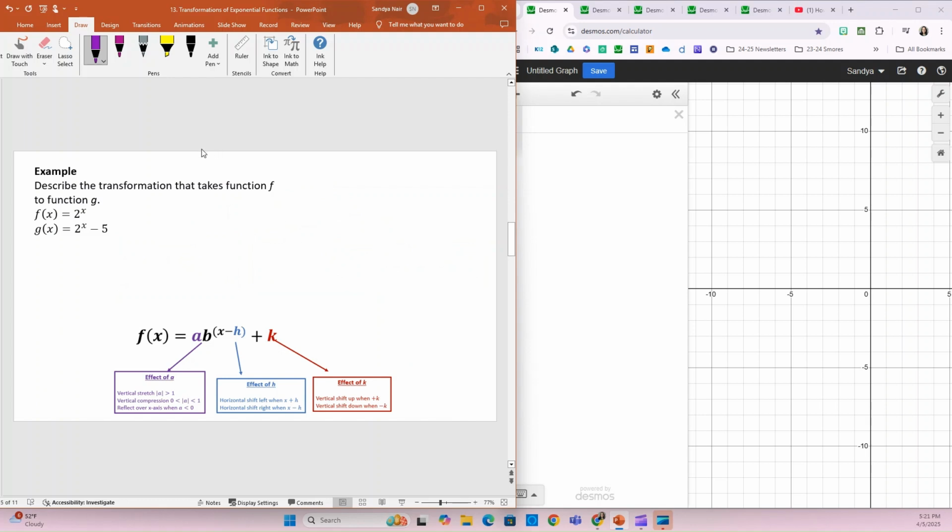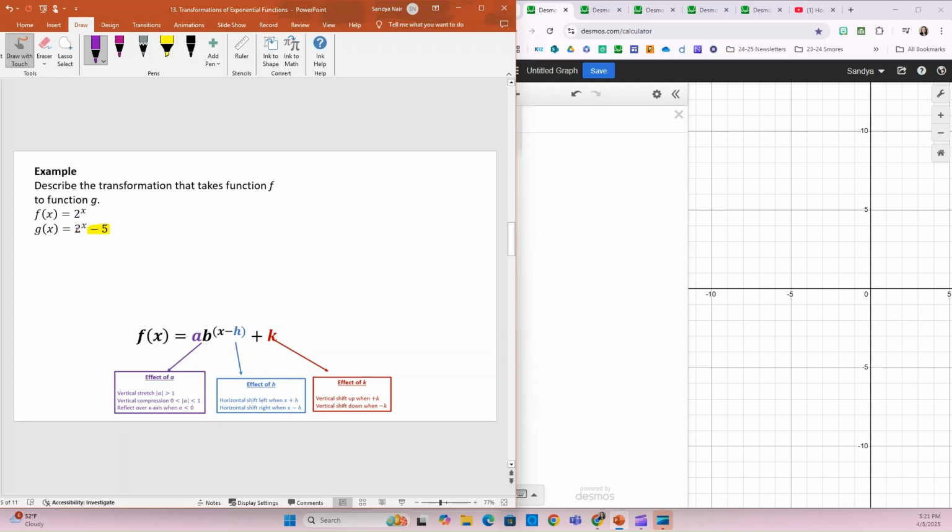So describe the transformation that takes function f to function g. Here it gives us the parent function of the subfamily, which is 2 to the x. And then here we have the transformed function, which has this minus 5. So this is what gets confusing, I think, when we're looking at exponential functions, because there's already a number there, that 2, but just keep in mind that that 2 is not a transformation. The 2 is in the parent function. So that just means that's what the base of the exponential function is.